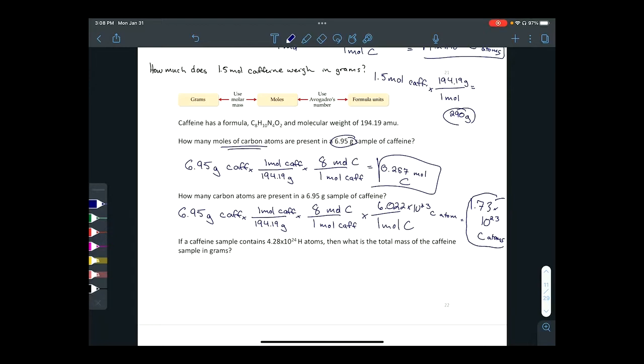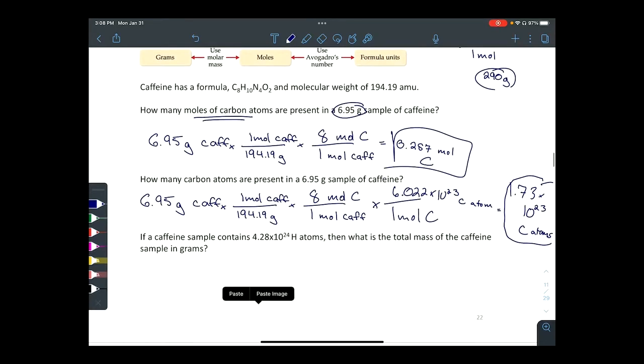So this one, we're kind of working backwards. We went from grams of our sample to individual carbon atoms. So in this example, we are given how many hydrogen atoms we have in our actual caffeine sample. So let's recall what the chemical formula of caffeine is. It's right here. All right, so we are given how many hydrogen atoms we have. So if we think about it, 1 mole of caffeine equals how many hydrogen atoms based upon the formula? 10.